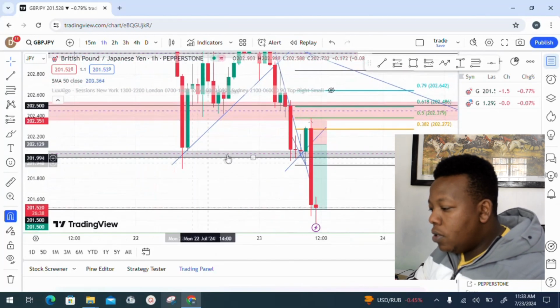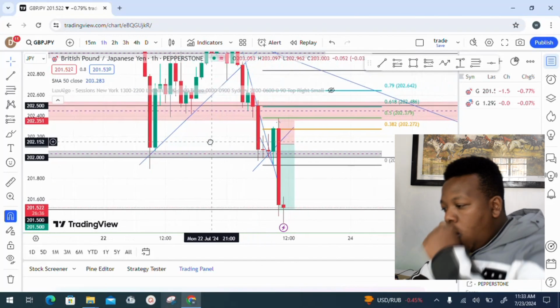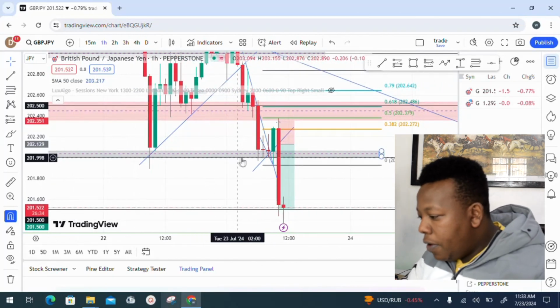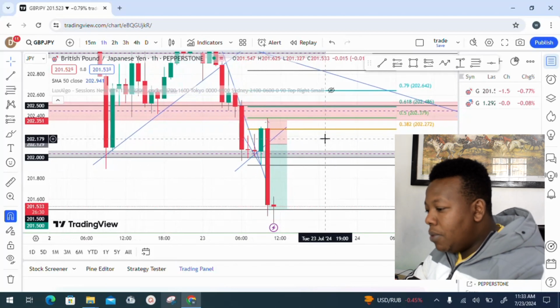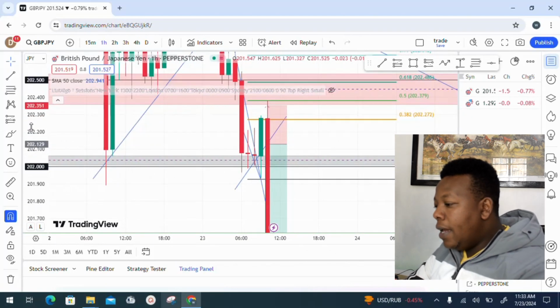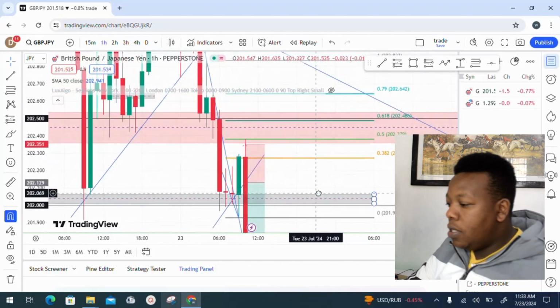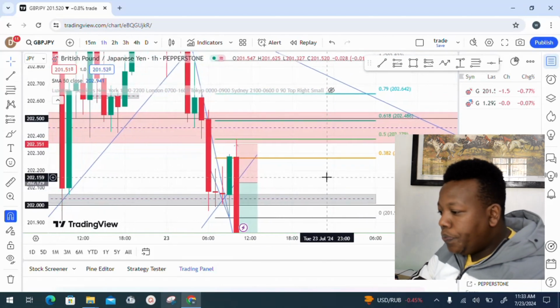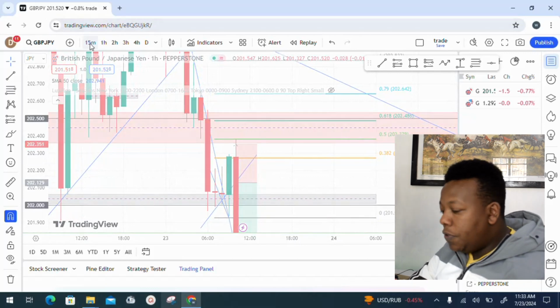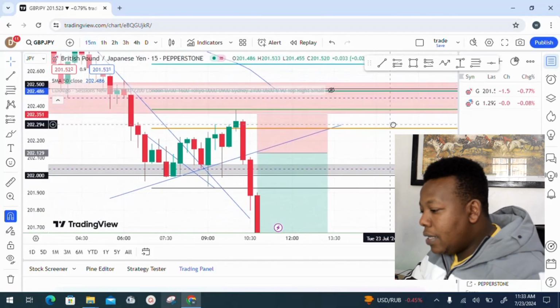After I drew this zone, we also had a psychological level right there. So I knew the market was about to have some challenge breaking on the lower side, and it had to retest back to this zone right here before unfolding downwards. So what I did, I went to the 15 minutes time frame, and this is exactly what I did.